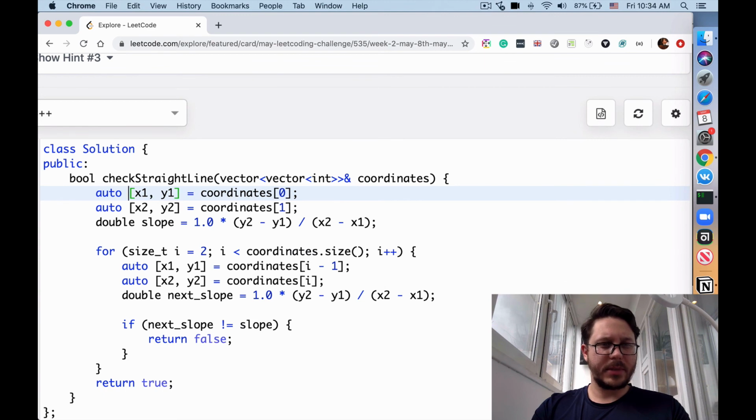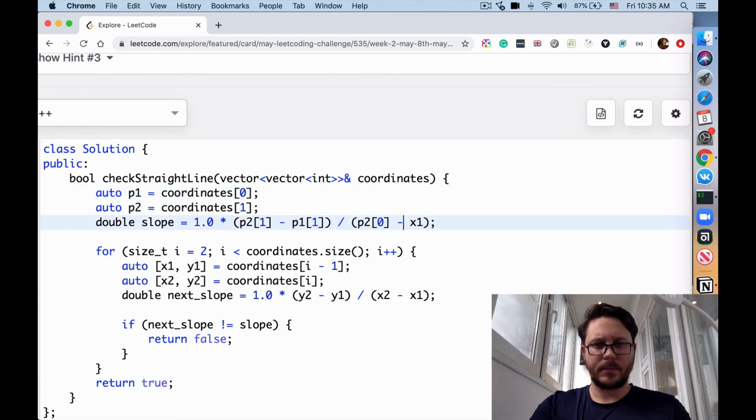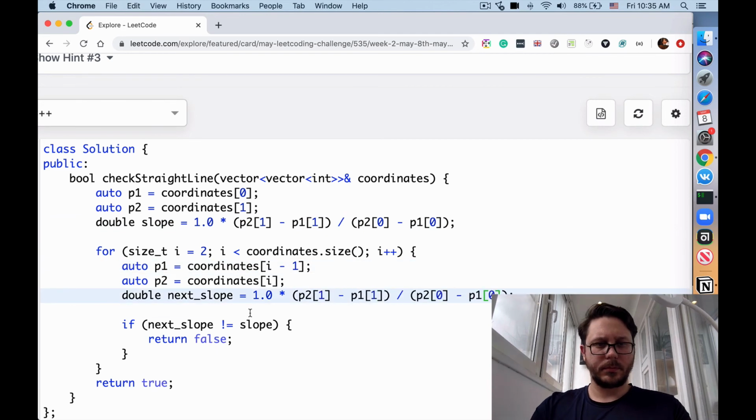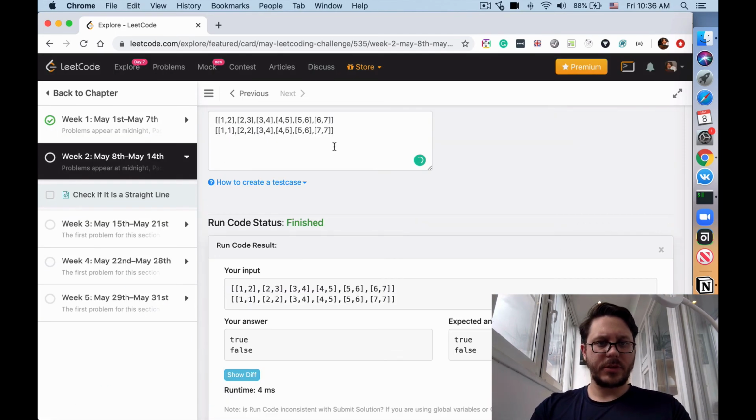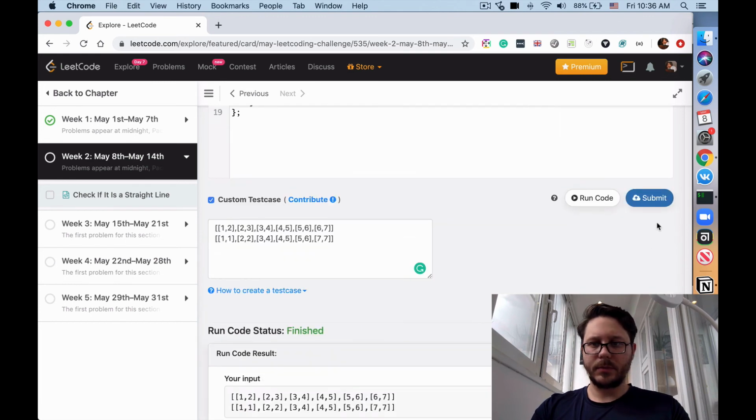This vector decomposition doesn't work, so let me just change it. I checked it for the examples which were given to us, and now I think it's time to submit the code.